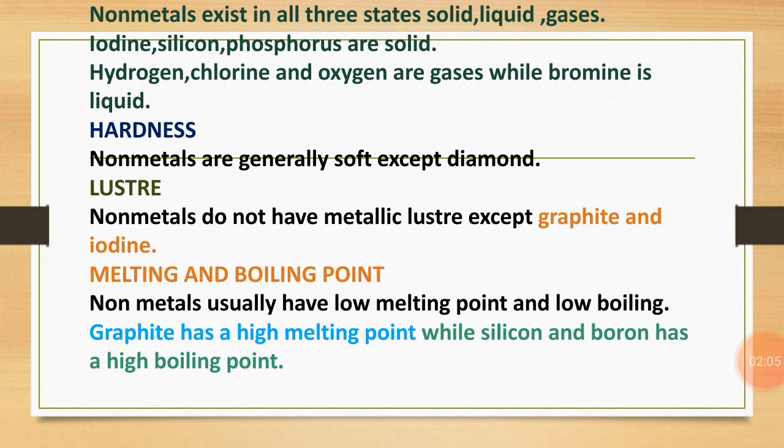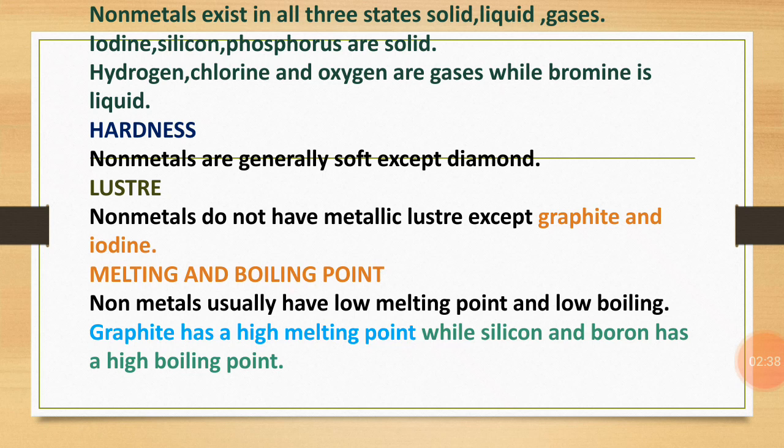Hydrogen, oxygen and nitrogen are examples that are found in the gaseous state. But there is one exceptional case. There is one non-metal that is found in liquid state at room temperature, and the name of that non-metal is bromine. Now we are going to know about the physical properties of the non-metals. So let us know about that.